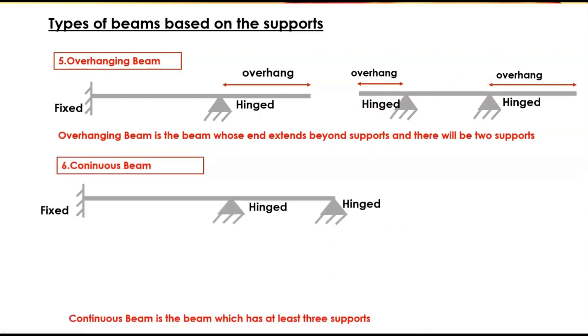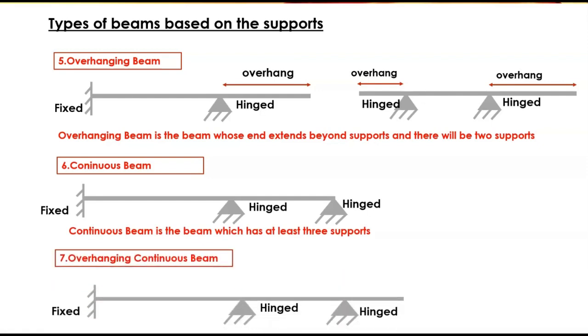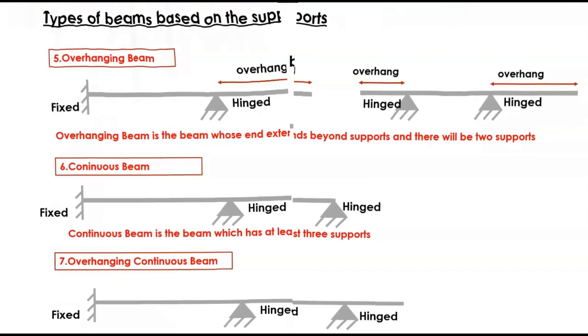Then the next case is continuous beam. Continuous beam is the beam which has at least three supports, as you can see. The seventh case is overhanging continuous beam. When a continuous beam has an overhang, that is known as overhanging continuous beam.